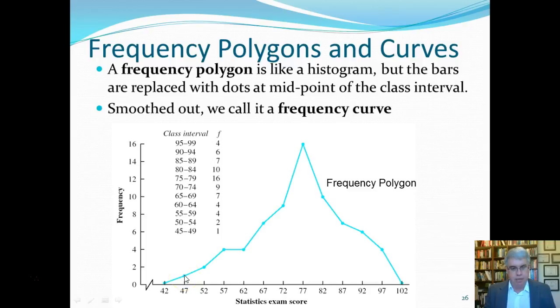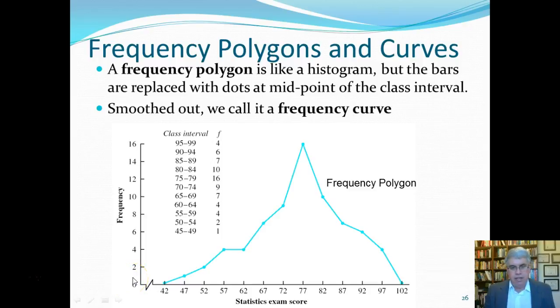A frequency polygon is the same thing, except with bars, you put a dot at the top of each bar at the midpoint, and you take away the bars, and then you connect them dot to dot. And that kind of gives you a multi-sided figure, a polygon showing the frequency for each class interval, each bin, but it's only represented by a dot. Now, a frequency polygon by itself is not used very often.